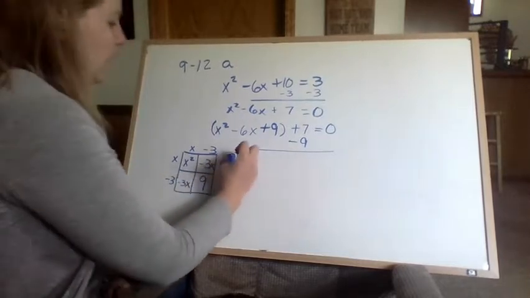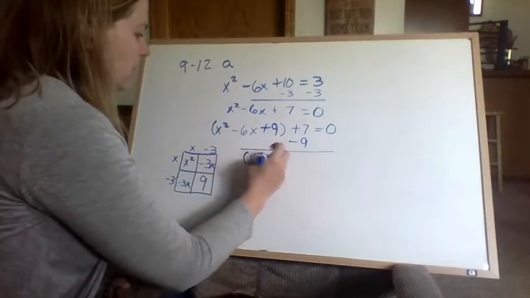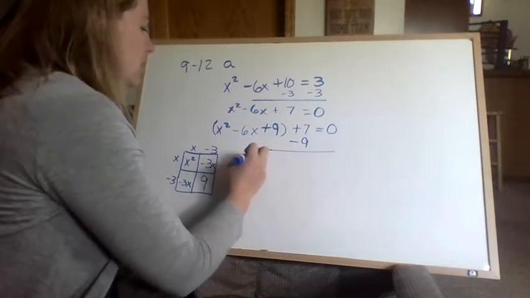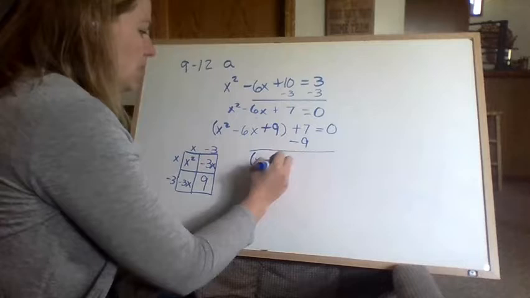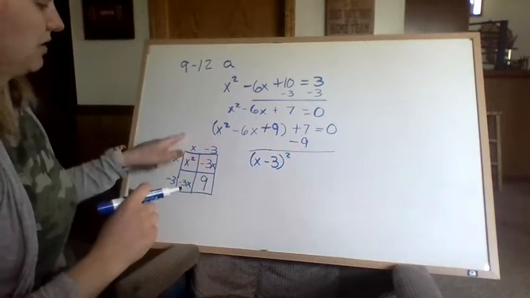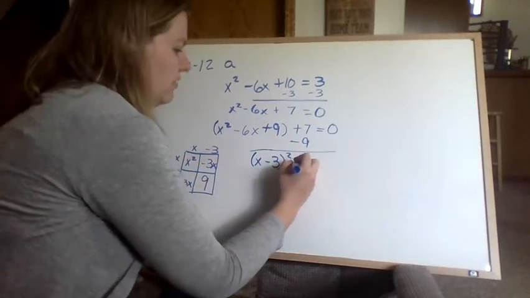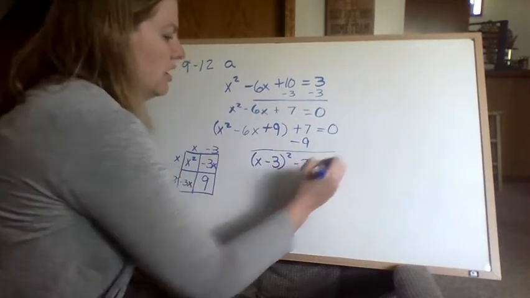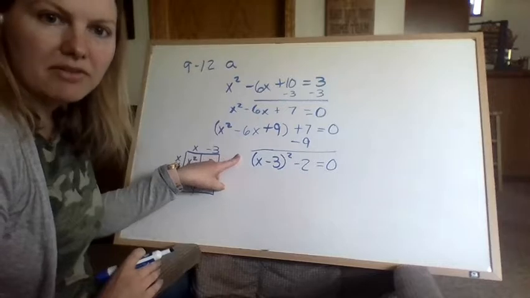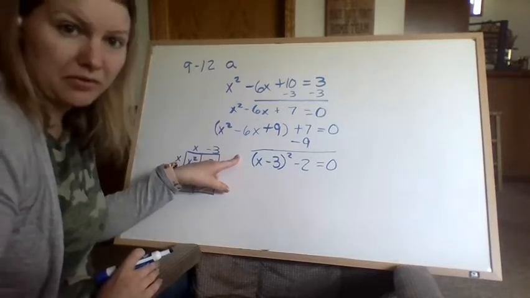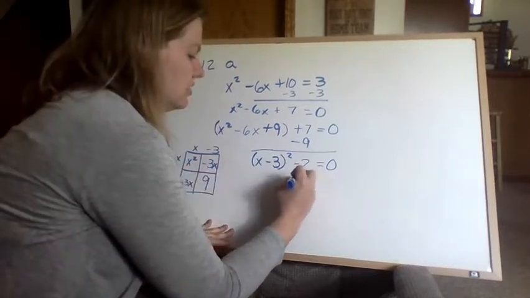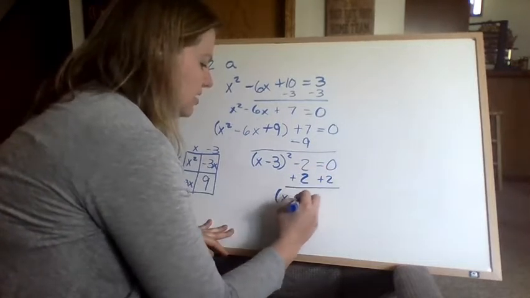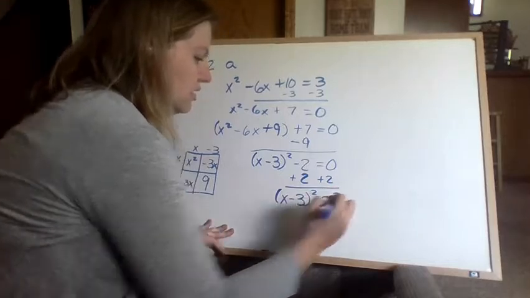So that gives me a final equation of x squared minus, we all make mistakes. Let me try again. We have x minus 3 squared from over here on our generic rectangle. And then we have minus 2 because 7 minus 9 is a negative 2, equals 0. Now this right here is what we call graphing form. We want perfect square form. So what we're going to do is add 2 to both sides. So that gives us x minus 3 squared equals 2.